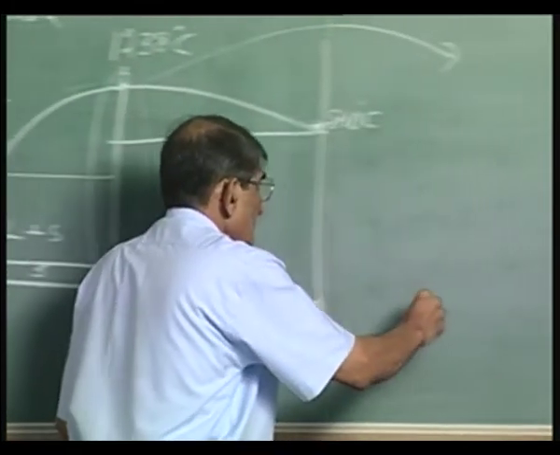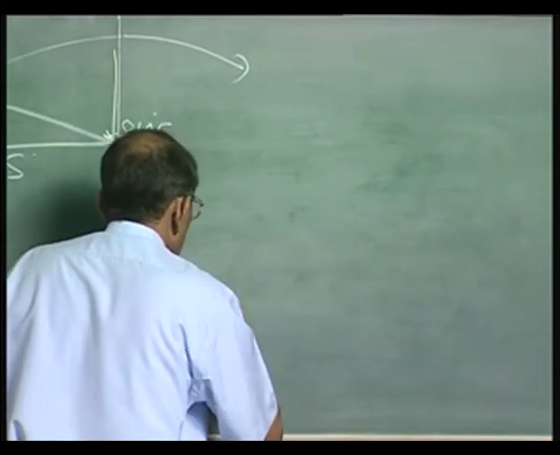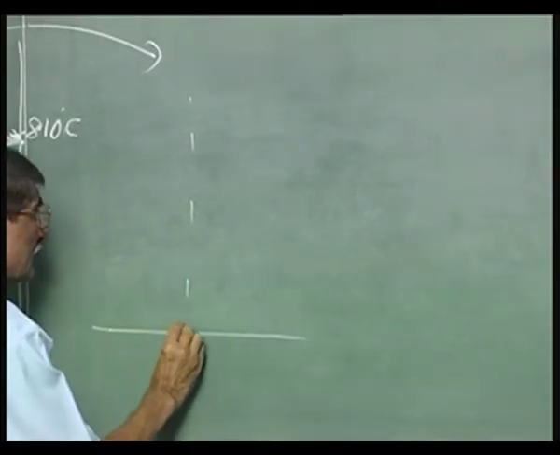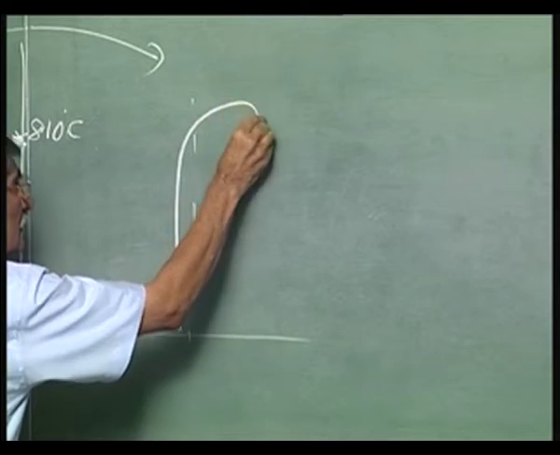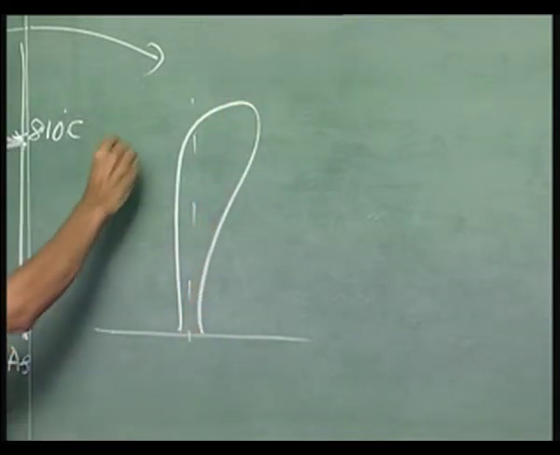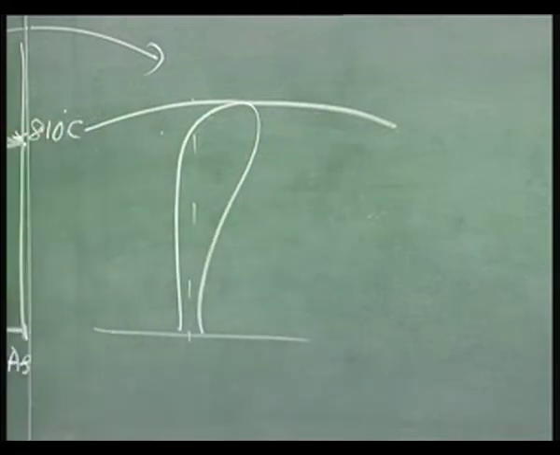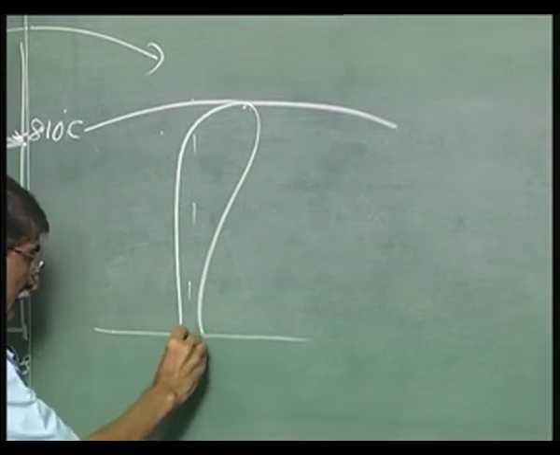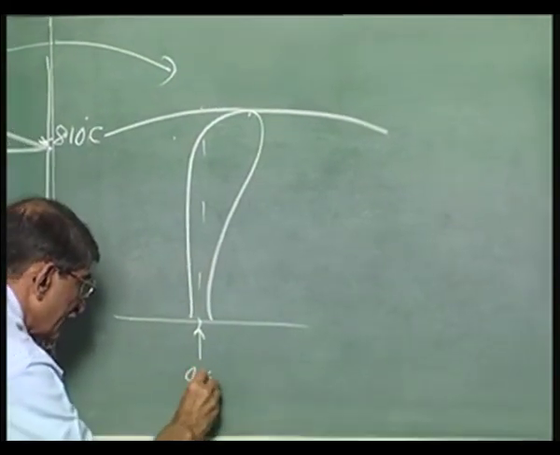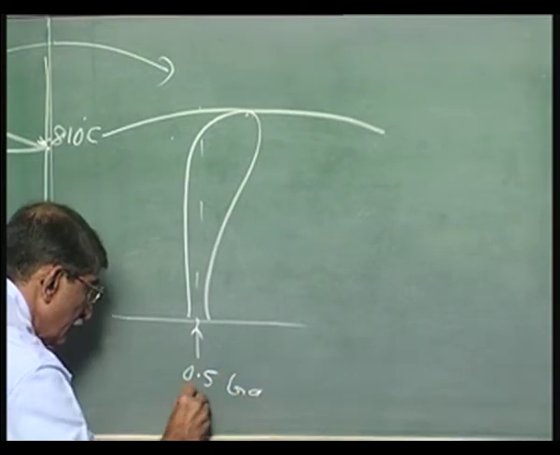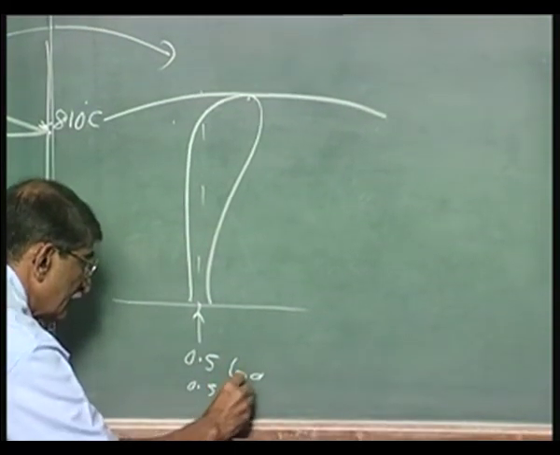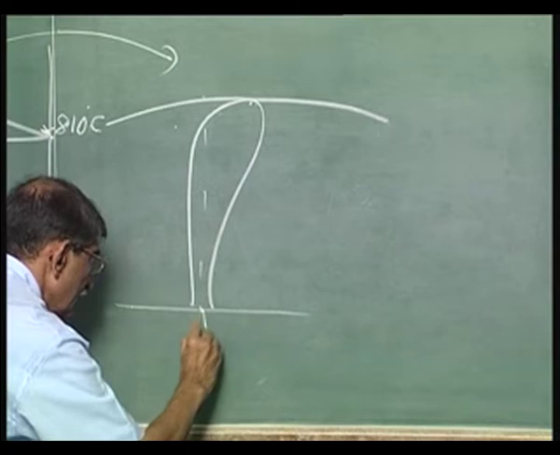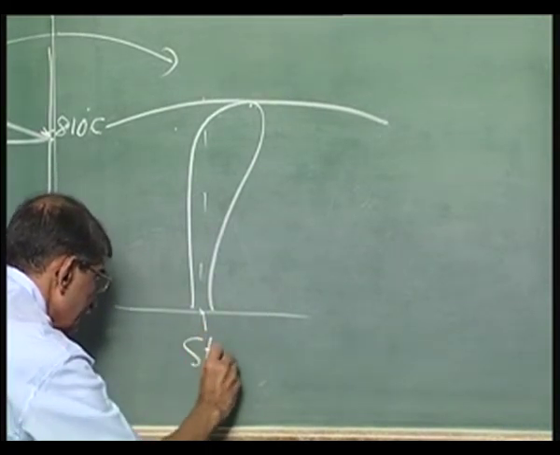So, if you see that, what happens is, you have that line what we saw, something like this, something like that. This is that line, and this is 0.5 gallium, 0.5 arsenic. Are you able to see? Okay, this is stoichiometric.